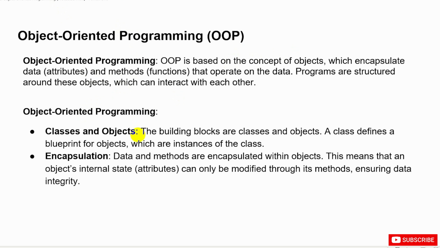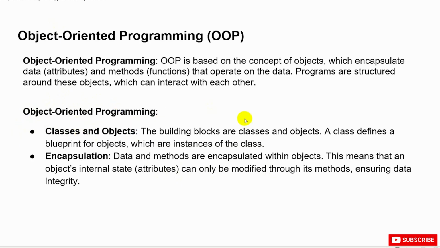In this session, I'll only explain classes and objects and also encapsulation. Classes and objects are the building blocks. A class defines a blueprint for objects, and an object is an instance of the class. Encapsulation means data and methods are encapsulated within an object, ensuring an object's internal state can only be modified through its methods, which ensures data integrity. I'll provide two examples: first procedural programming, and second object-oriented programming.